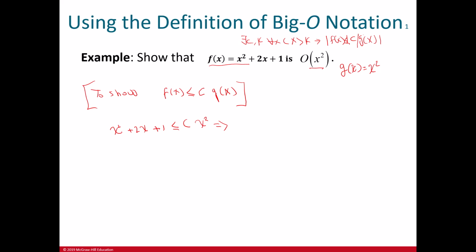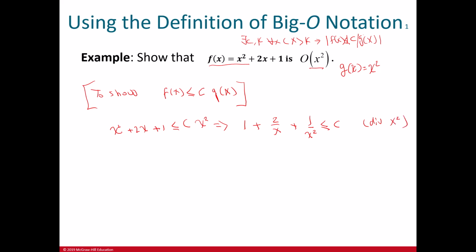From this, what I will do is divide both sides by g, by x^2. When I do this, I get 1, because x^2 over x^2 is 1. And then here I have just 2 over x plus 1 over x^2, less than or equal to c, just c. What I did here was just divide by x^2.